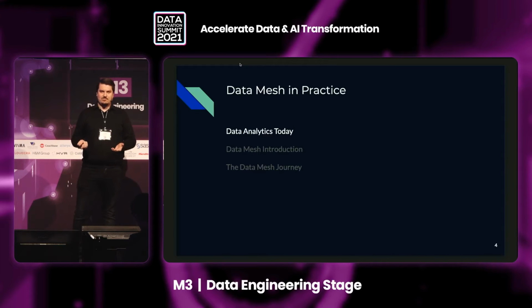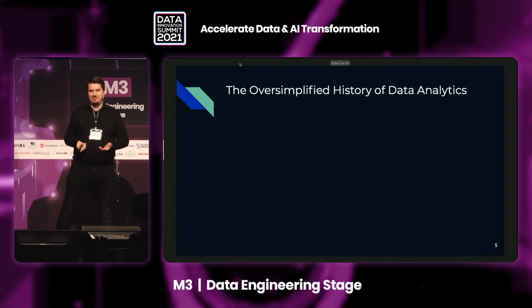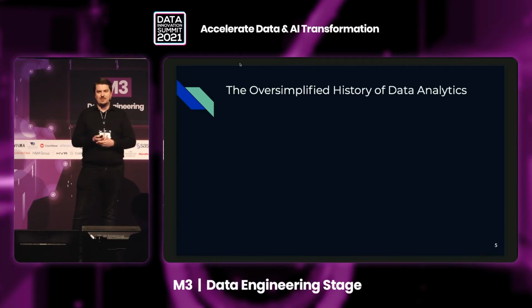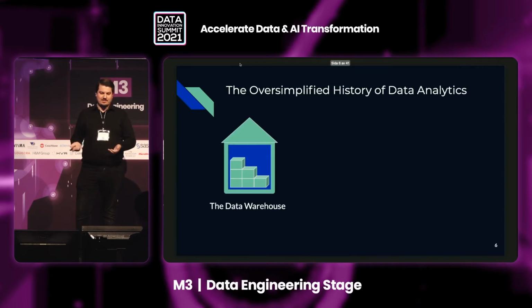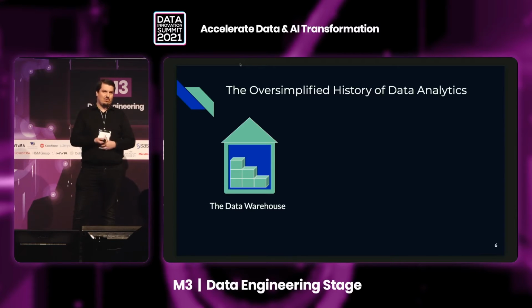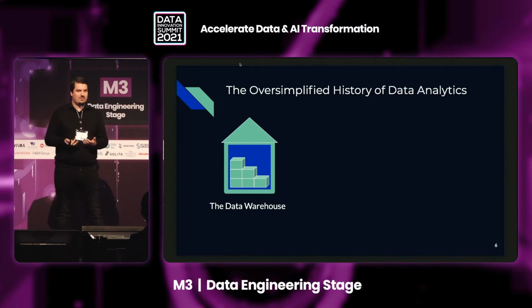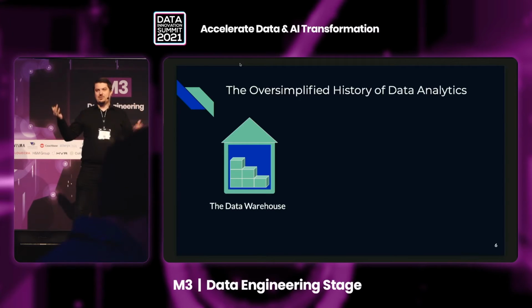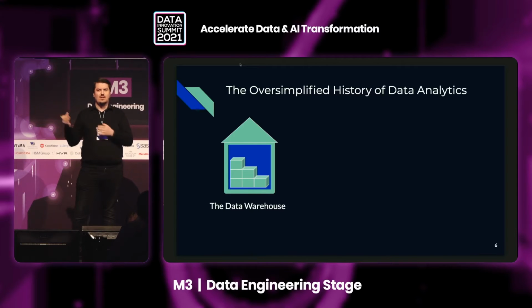Starting with data analytics today, or as I love to call it, the oversimplified history of data analytics, there have basically been two major paradigms that have stuck around for the last couple of decades. The first one is the data warehouse. Everybody knows it. Everybody knows what its purpose is. It's mostly used for analytical reporting and for BI use cases. And it's somewhat simple in how it is structured, as you directly take data from many, many different sources, and you put a lot of effort into preparing the data and providing quality data when loading it into your data warehouse.